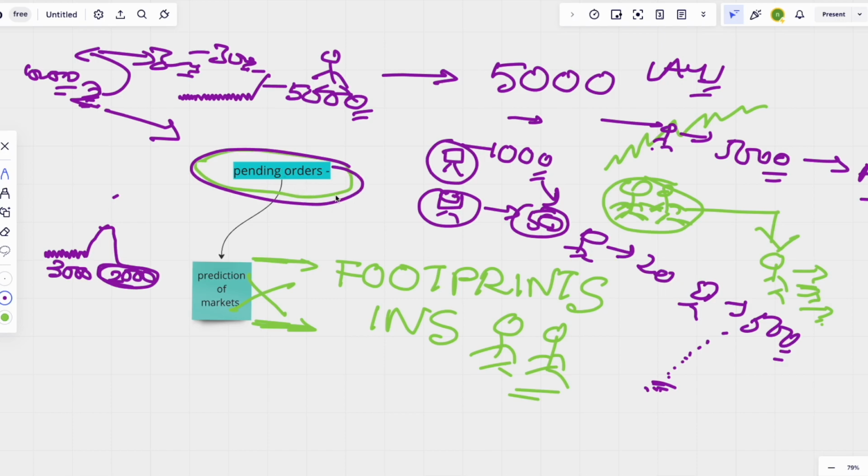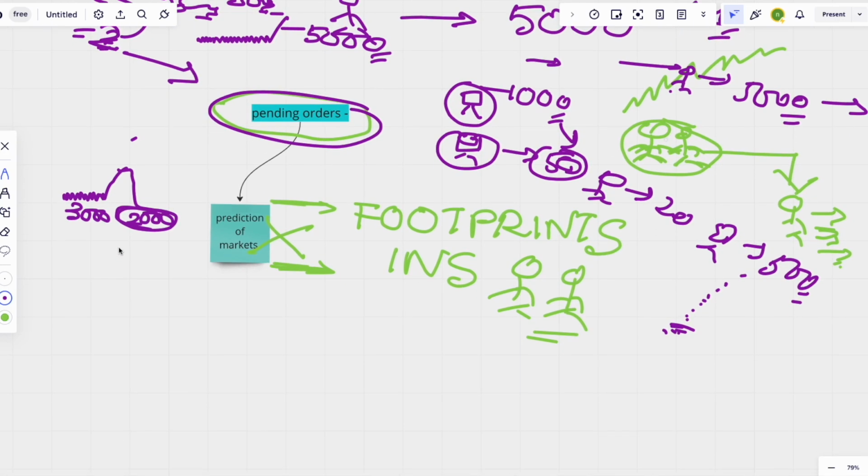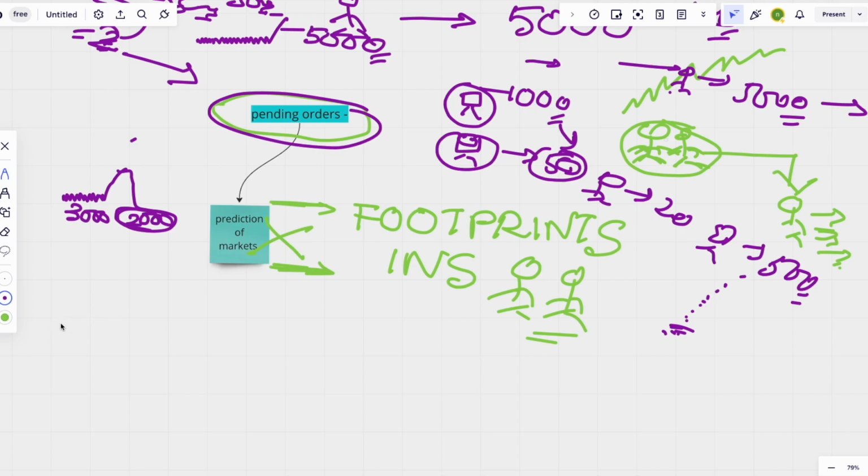Same in stocks. Whenever the bigger institutions buy a particular stock, they buy in huge quantity. Let's say 1 lakh or 10 lakh quantity. Let's say.